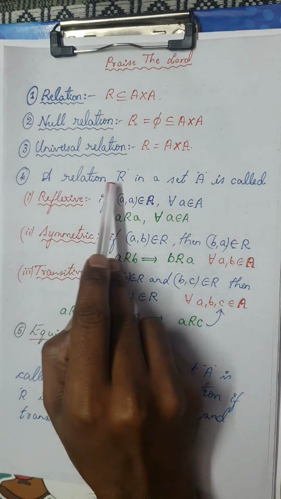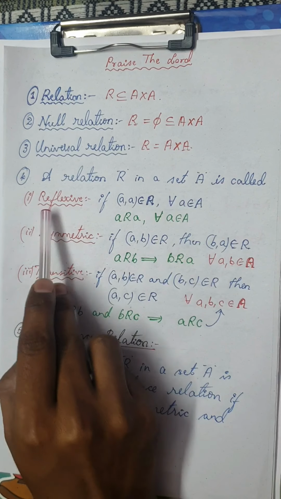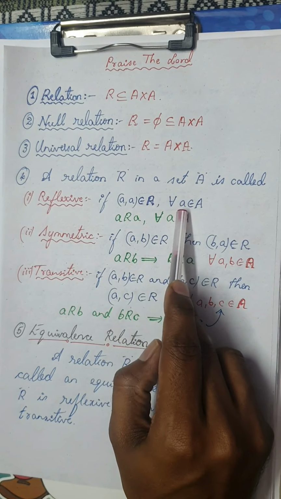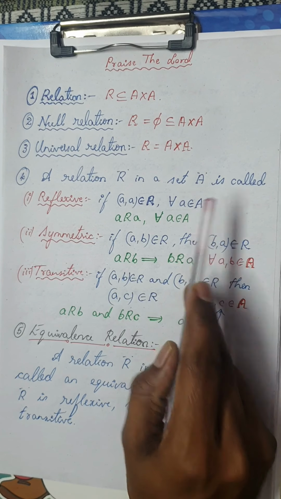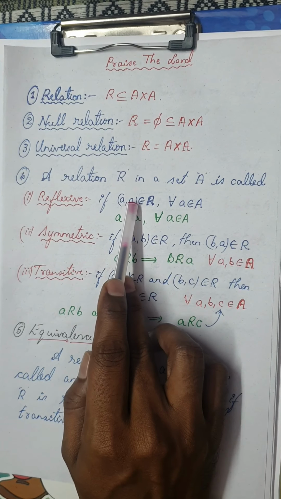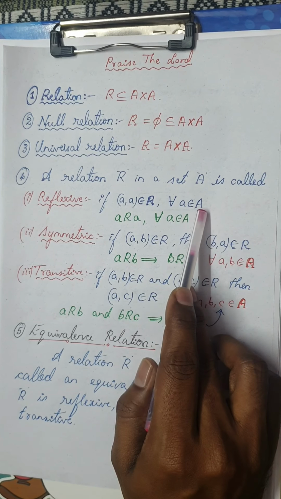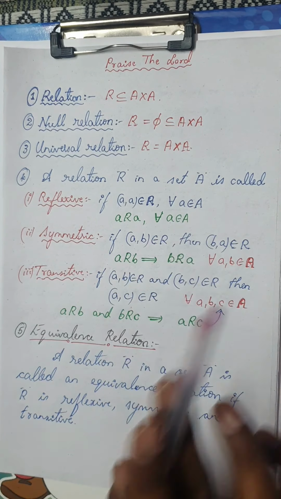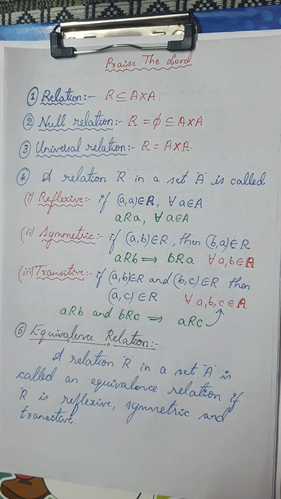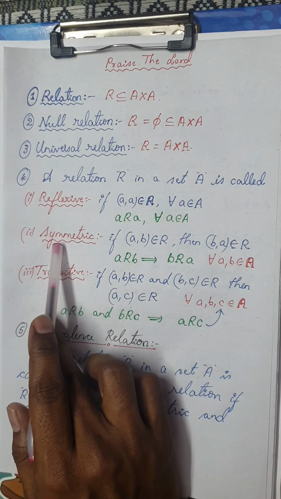So a relation R in a set A is called reflexive if (a, a) belongs to R for all a belongs to A. Please remember this. It means every element from the set should be related to itself. Remember, whenever we see a relation, you should always look at the set also. Now going on to the next definition, symmetric.